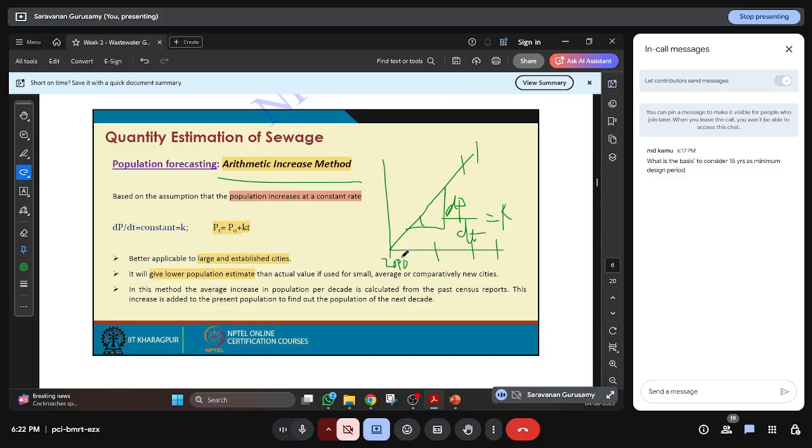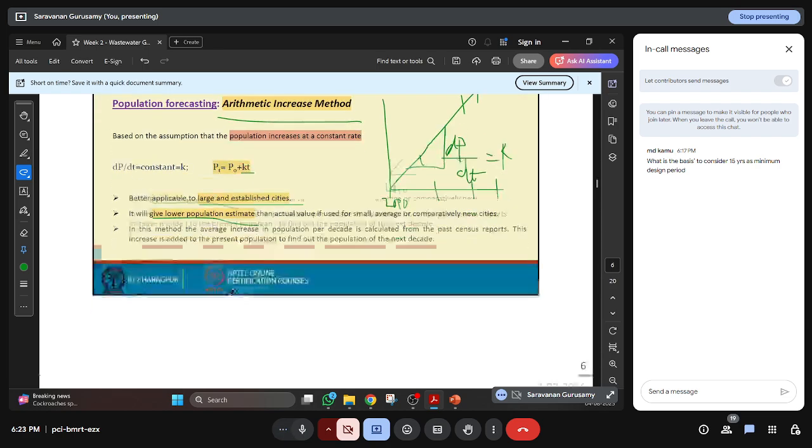So every 10 years, or every decade, the growth rate is 10,000 or 1,000. Then I can simply add by the number of years, right? The number of decades. So it will be suitable only for large and established cities. It gives a lower population estimate. But if you take the geometric increase method, it will give a higher population estimate. That is an overestimate. This will underestimate.